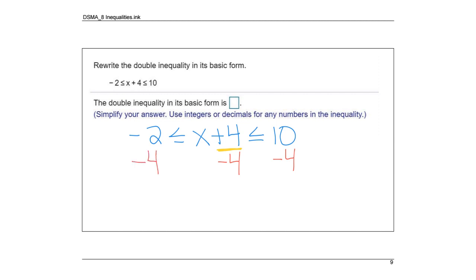We have to keep the inequality completely balanced. So that means I'm going to have a -6 on that end, less than or equal to x. That's what I wanted, x all by itself, less than or equal to 6. And that's what they want me to go ahead and put into this problem. They just want to see that you're able to put it back into what's called its basic form.